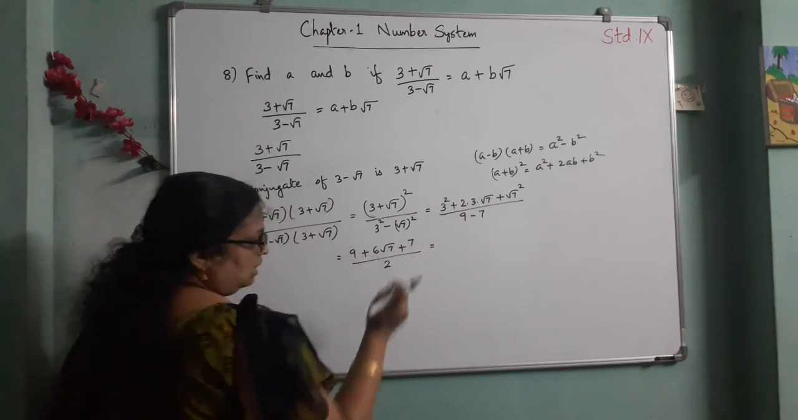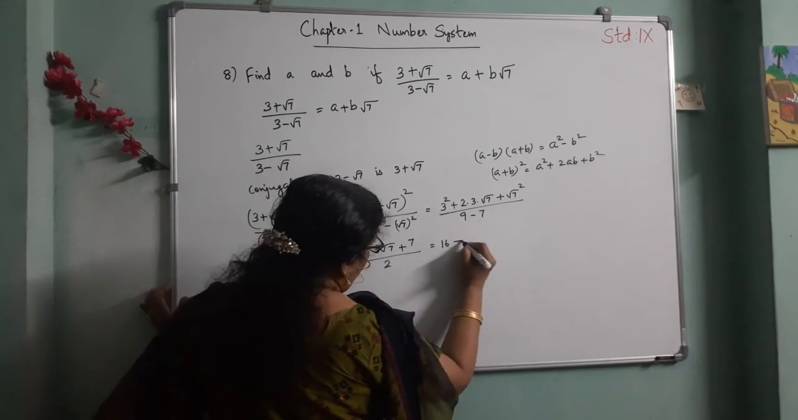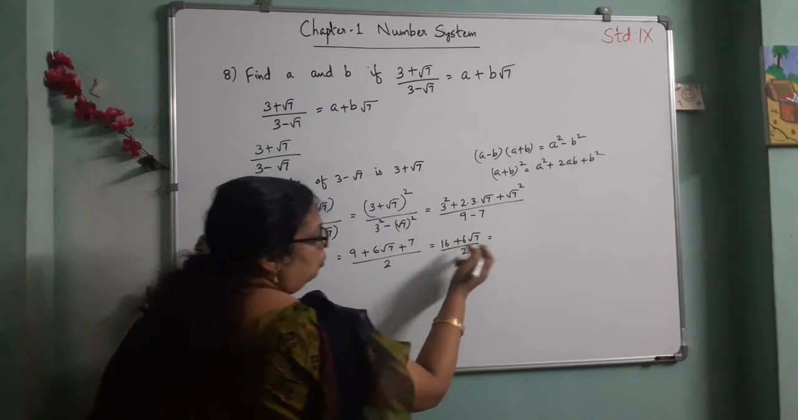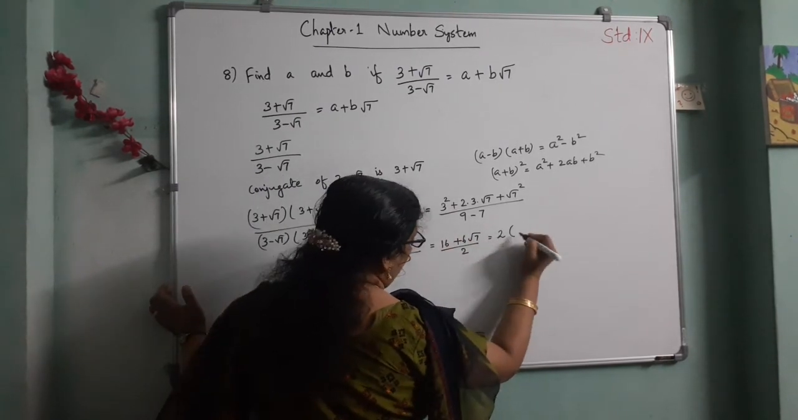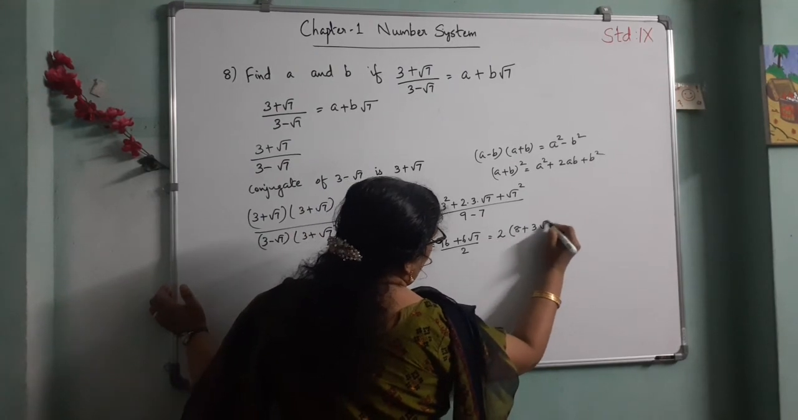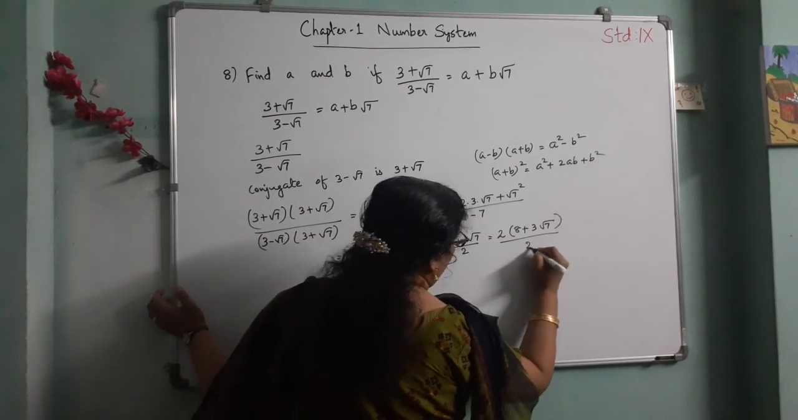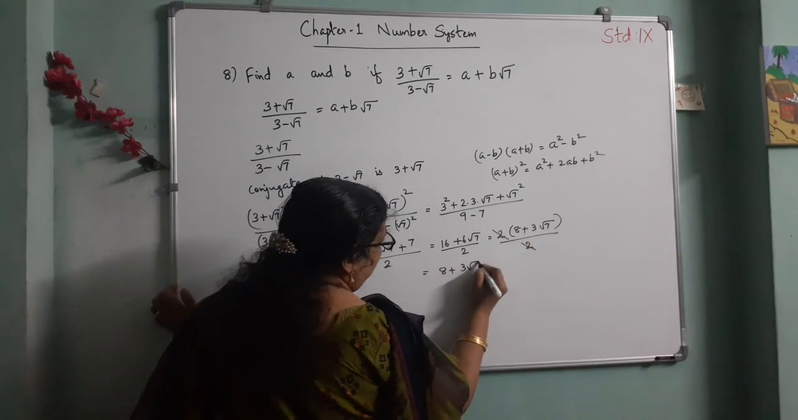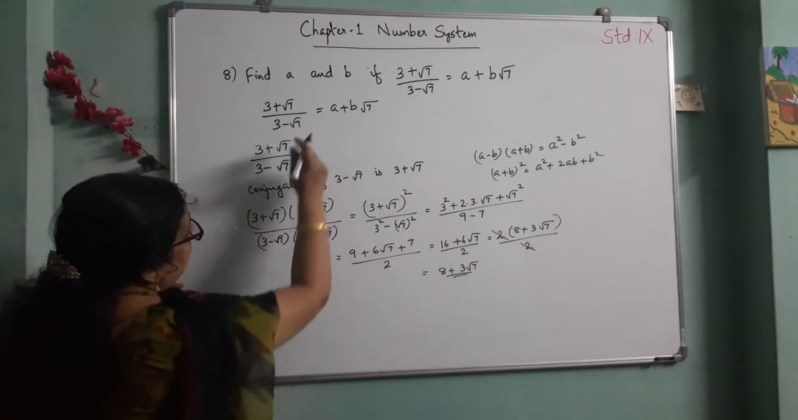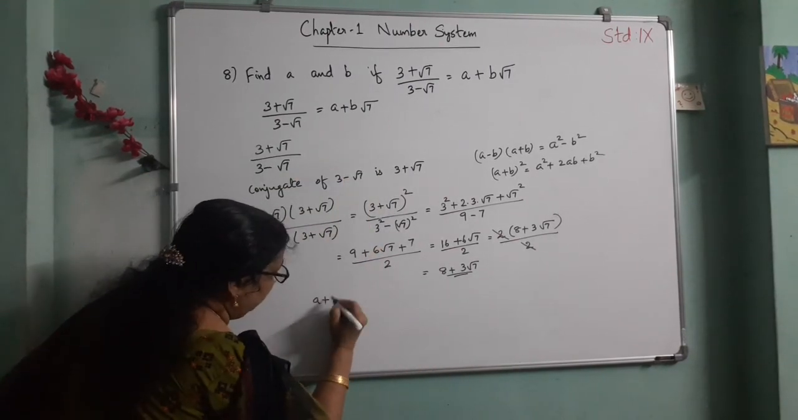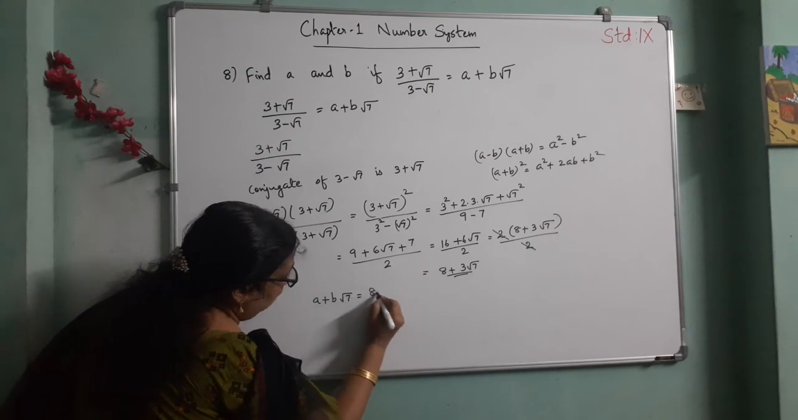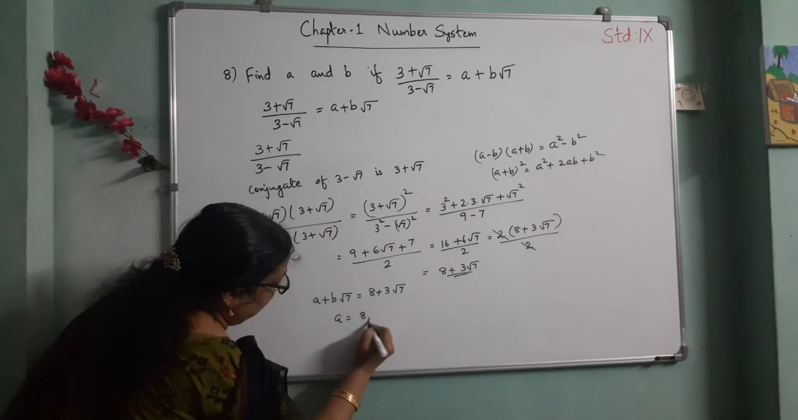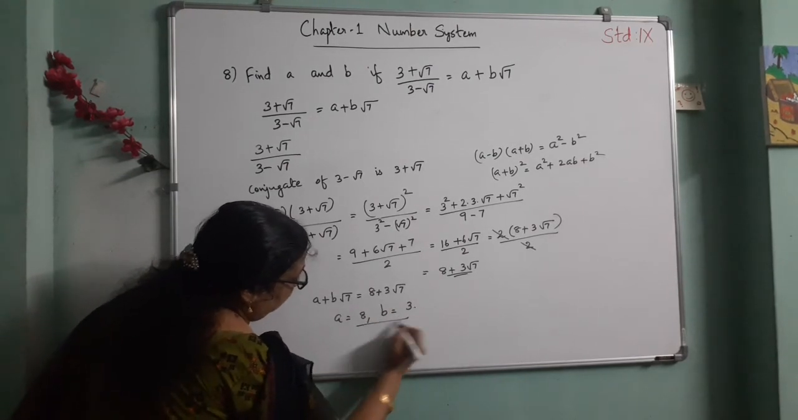So here 9 plus 7, 9 plus 7 is 16 plus 6 root 7 divided by 2. So in the numerator, 2 we can take outside as a common factor, 2 into 8 plus 3 root 7 divided by 2. Then this 2 cancels, which is equal to 8 plus 3 root 7. So that is a plus b root 7 equal to 8 plus 3 root 7. So equating, a is equal to 8, b equal to 3.